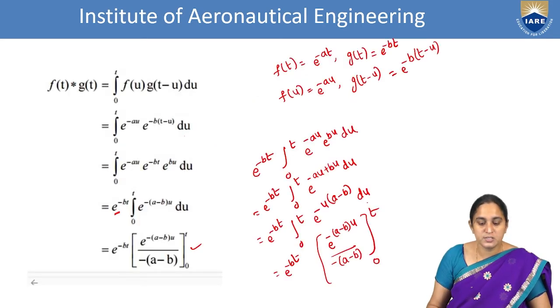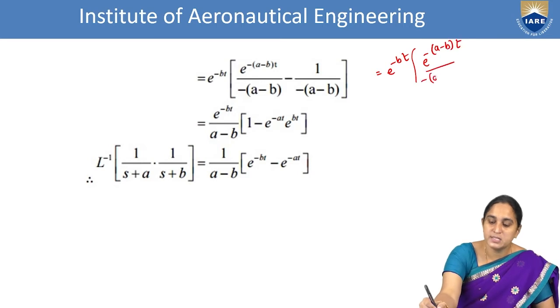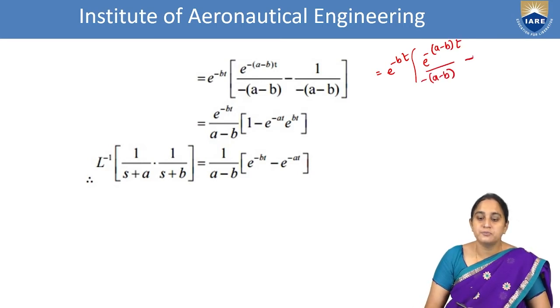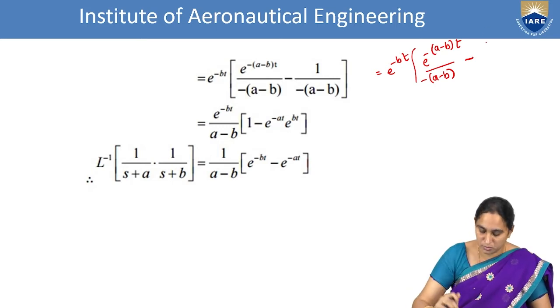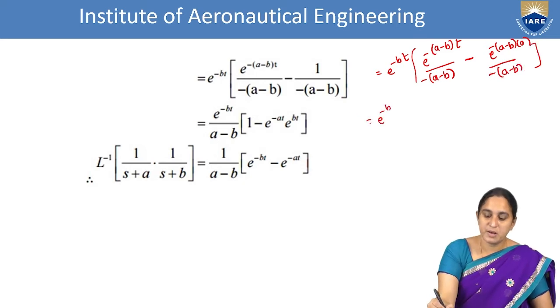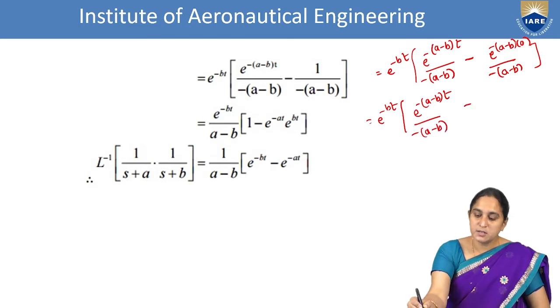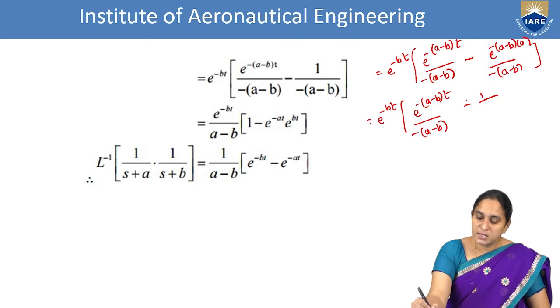Okay, in place of u, now substitute the t limit, that is e power minus bt into e power minus of a minus b into t by minus a minus b, minus of, in place of u I'll substitute 0, that is e power minus of a minus b of 0 by minus of a minus b. That is equal to e power minus bt into e power of minus a minus b into t by minus of a minus b, minus of, this is e power 0 form, that is 1 by minus into minus plus a minus b.